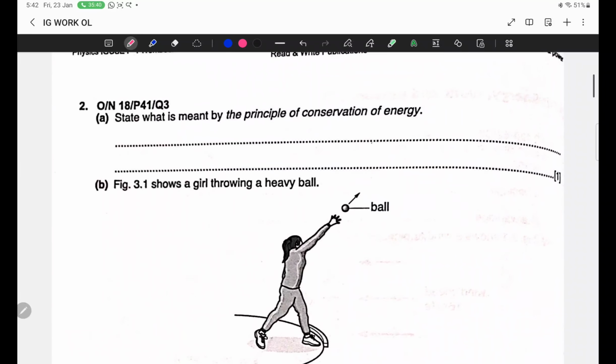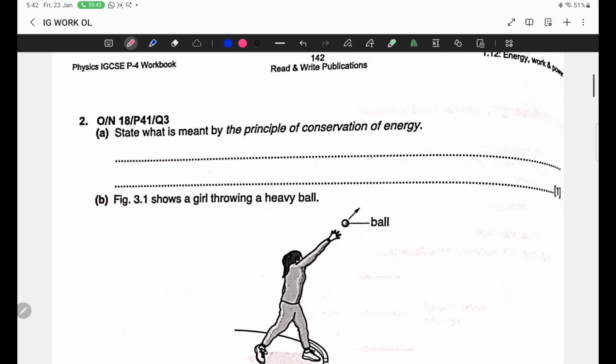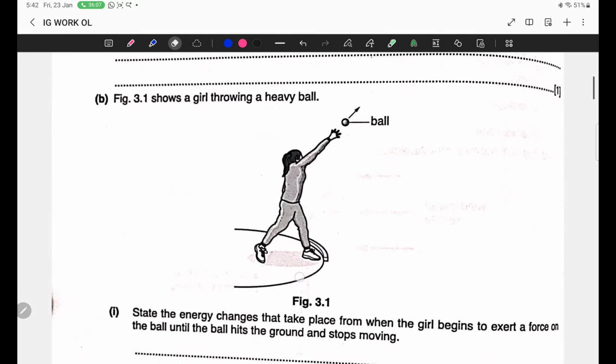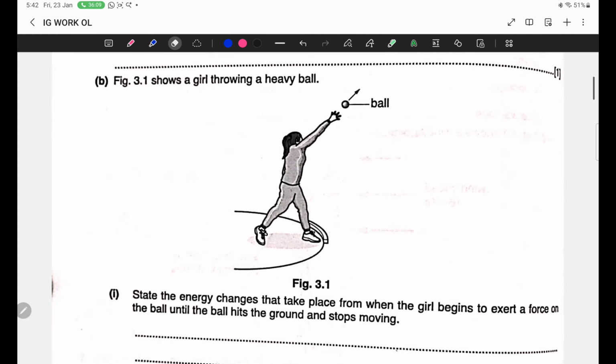And now there is another question. The question is state what is meant by principle of conservation of energy, which I have written and explained on the blank page. Okay, energy can neither be created nor be destroyed. It can be converted from one form into the other form. Okay, but now the question is a girl throwing a heavy ball.